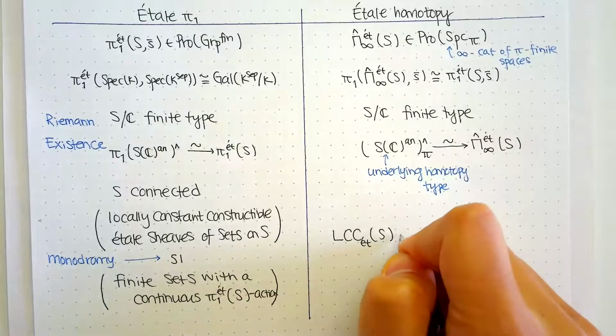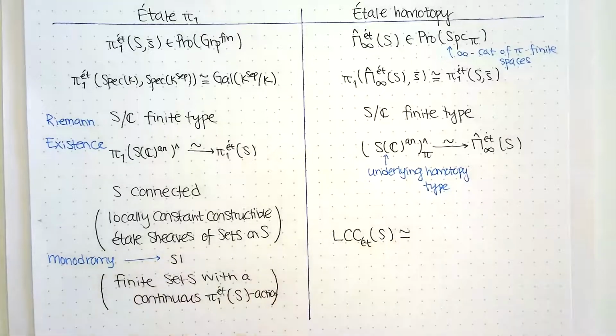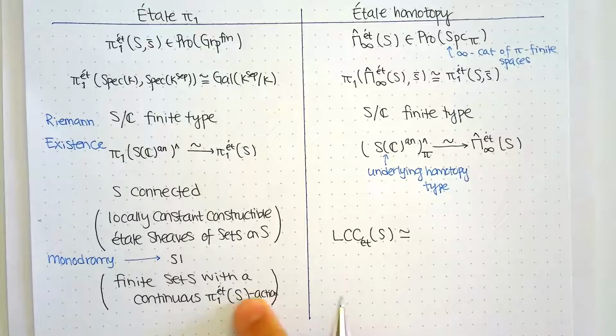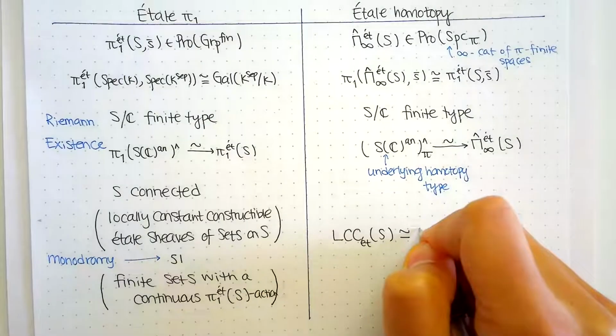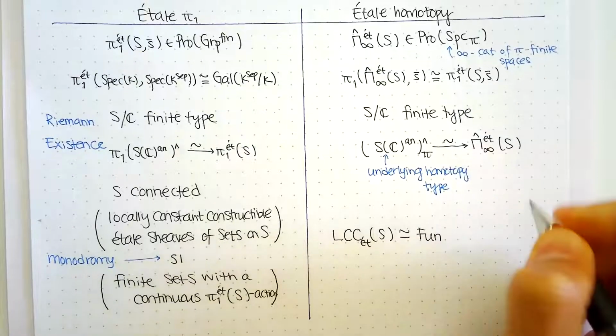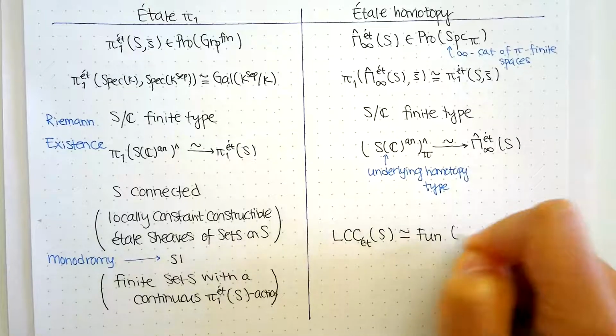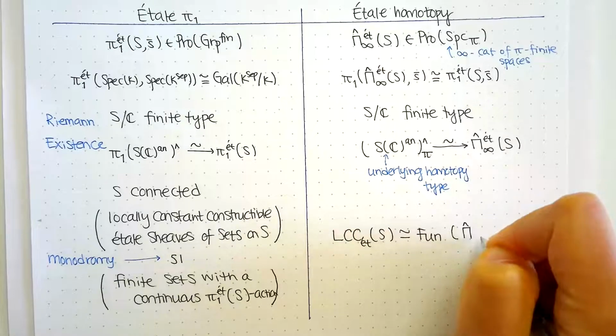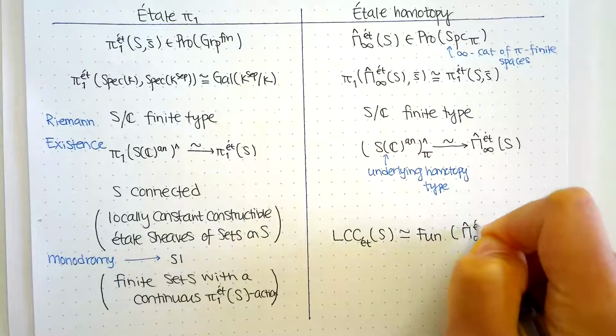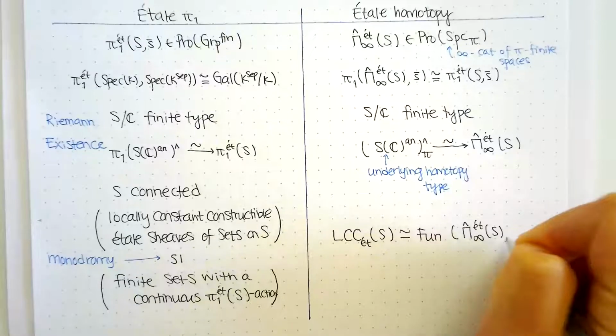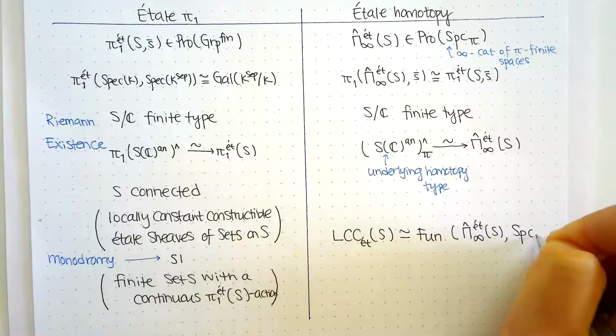And another way of saying representations, usually you say if this group is just a group and not a profinite group, you say it's functors from the one object category with automorphisms that group to wherever. And you can say the same sort of thing. So it's functors from this profinite Étale homotopy type to the infinity category of pi finite spaces.